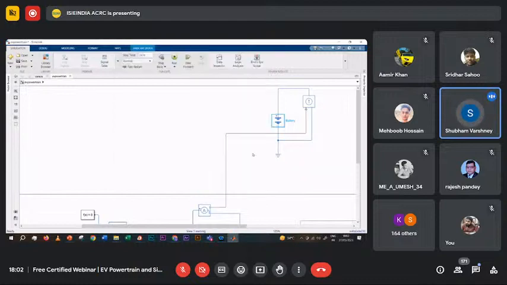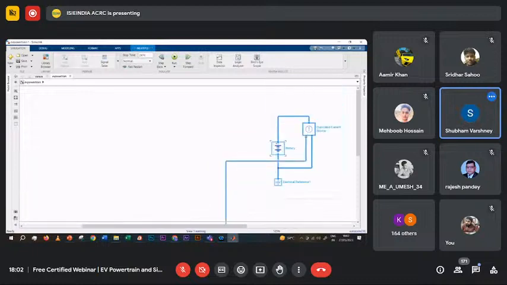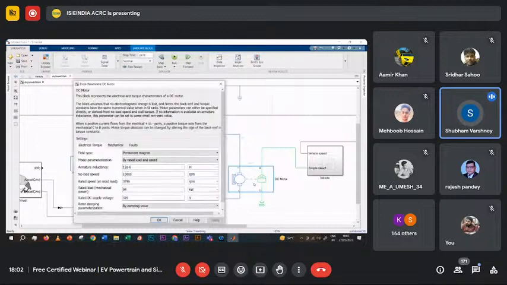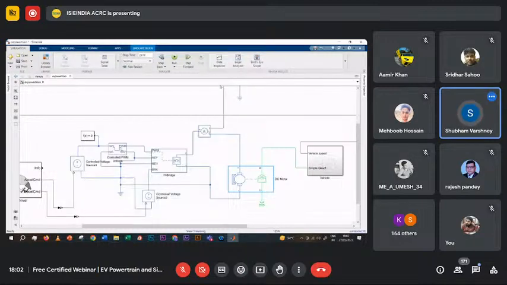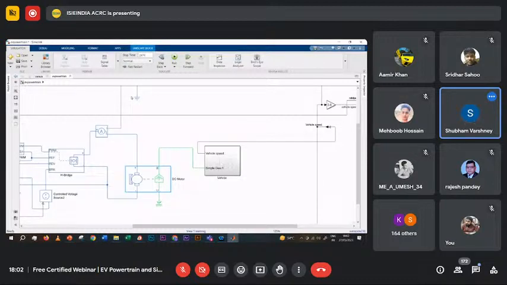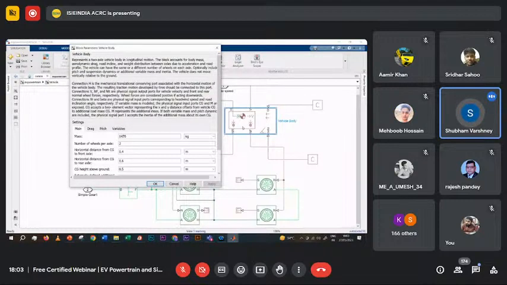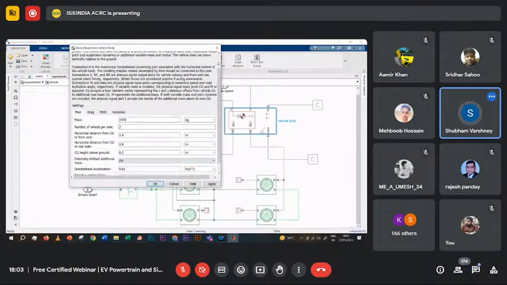Depending upon the calculation, we give the data to this battery model, and then depending upon the motor and the other things, the stored energy from the battery is fed to this motor, and then we have here the vehicle body. This is a subsystem, and when we open it, you can see the vehicle body. All the calculation depends upon the vehicle weight and the other parameters, so we fit them here.